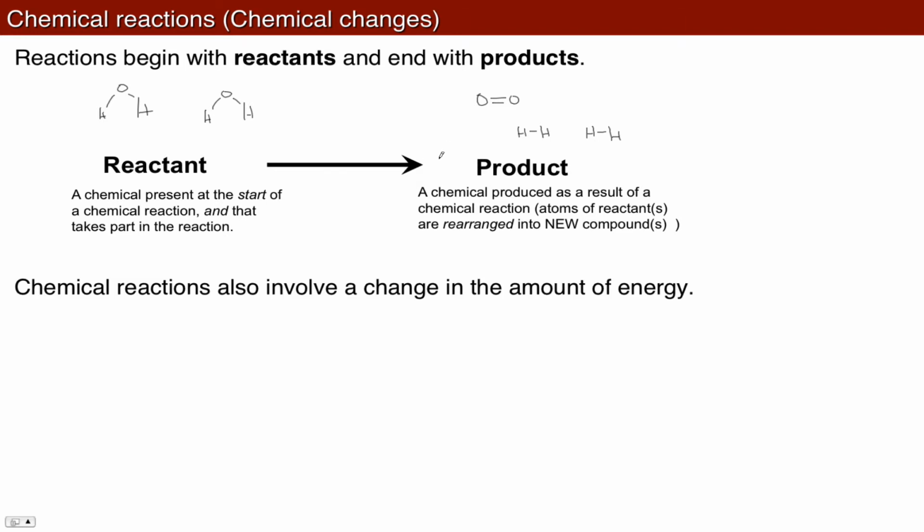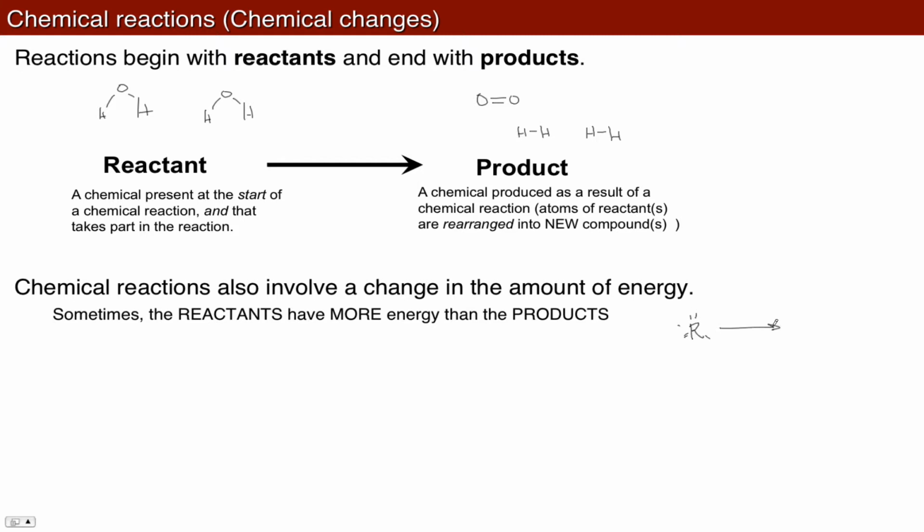Now, sometimes chemical reactions also involve a change in their amount of energy. So that means that sometimes reactants have more energy than the products. So if I have the reactants that are going in having more energy than the products that come out, this extra energy that we started with is given off to the surroundings.